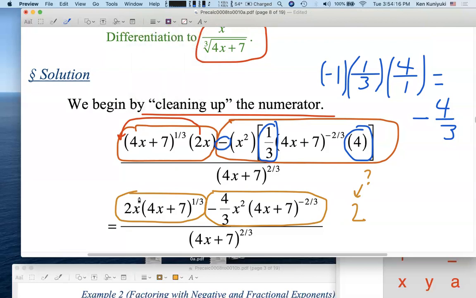All right, x versus x squared. Put this in purple. X versus x squared. Which do we factor out? The power of x with the least exponent, x to the first. We can factor out an x.